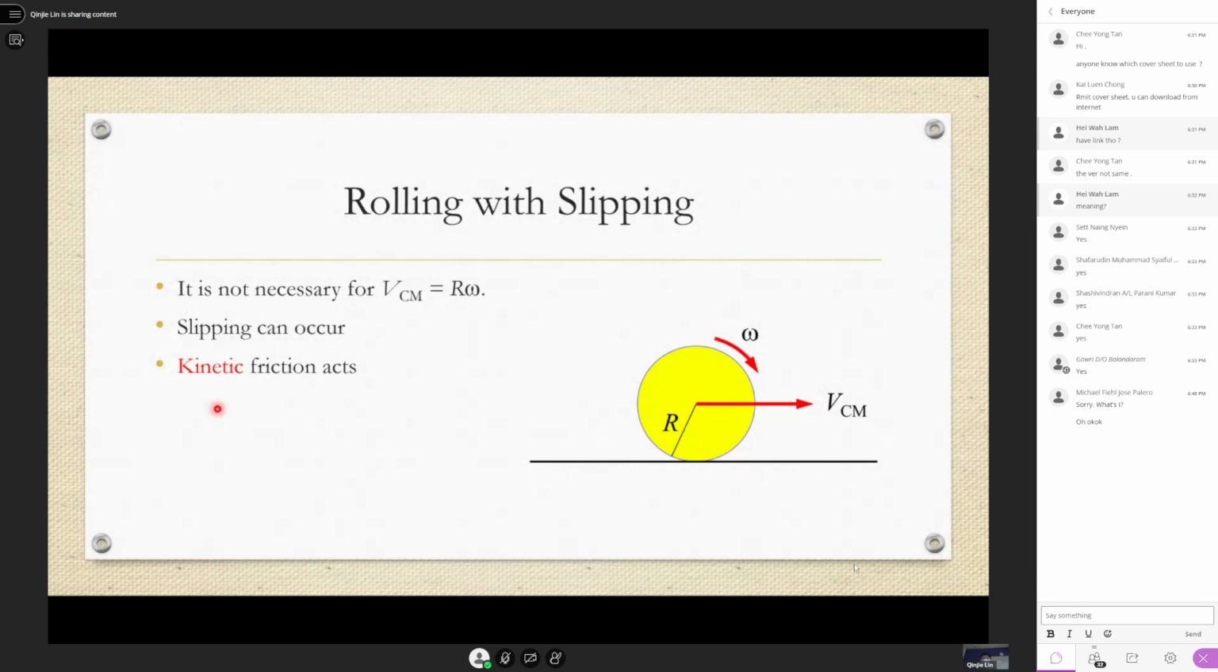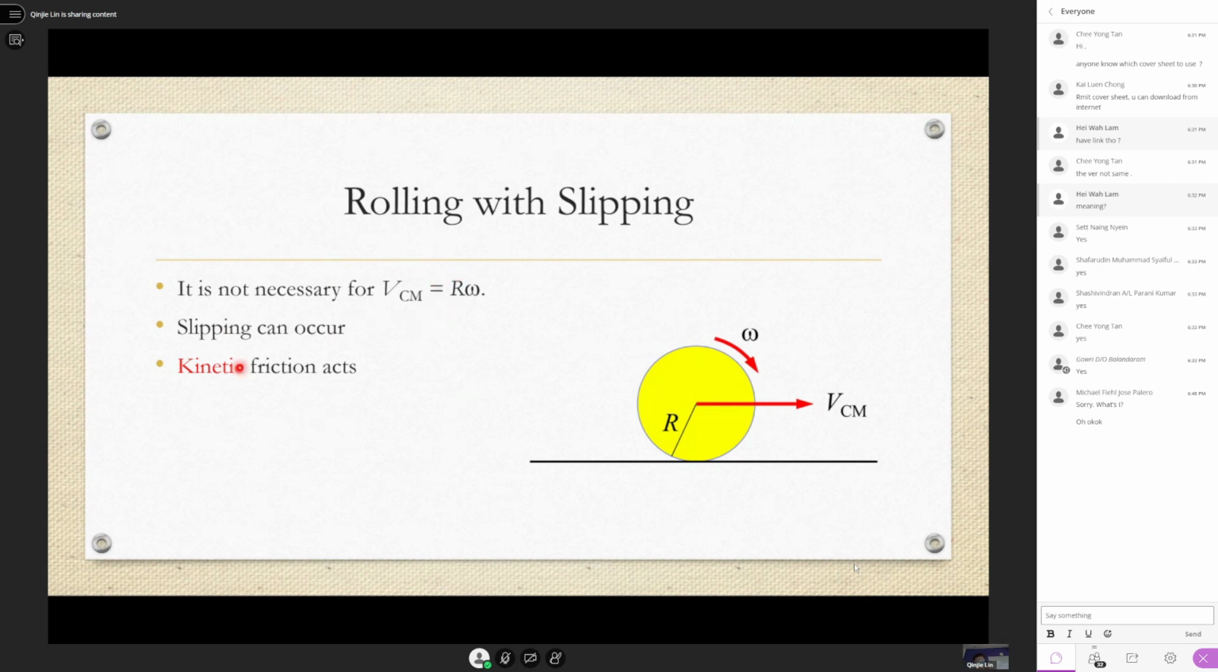For now we go into rolling with slipping. That means this object not just rolls on the surface, it also slides as it rolls. At the same time, it's also sliding. So that's the key part. Down here at the surface, this point of contact is no longer zero velocity. So when things slide and roll at the same time, V will not equal R omega.